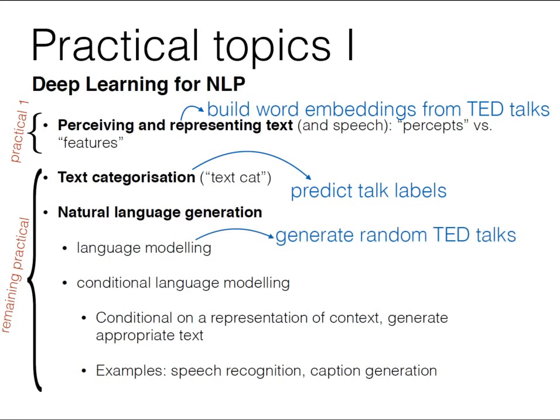With natural language generation, we can use language modeling to do things like generate random TED Talks. We can use conditional language modeling to generate TED Talks about a particular topic. Each of these TED Talks has between 1 and 29 labels. So you can pick, I want a TED Talk about design and sports and global warming, and you can have it put those three things together.